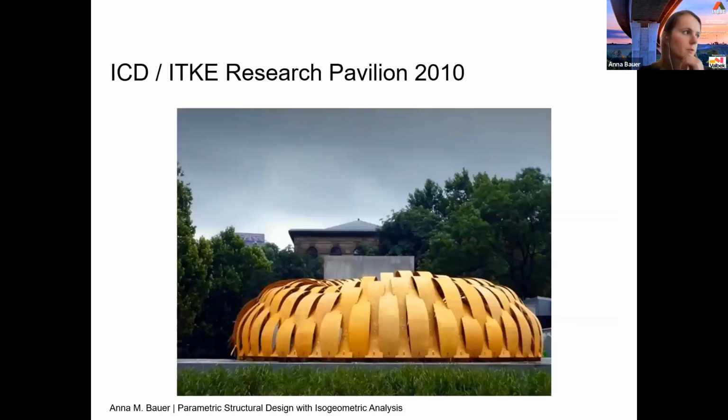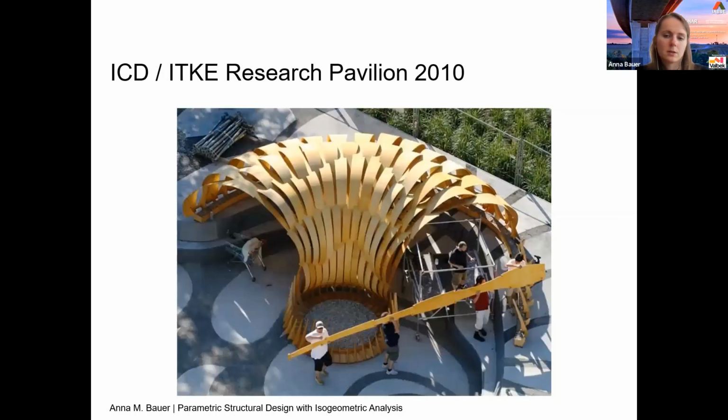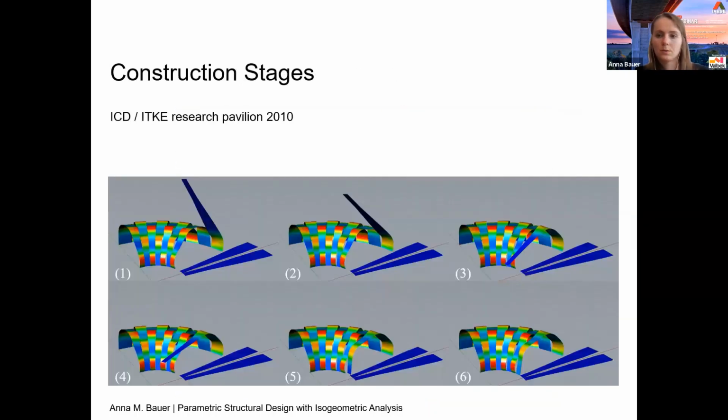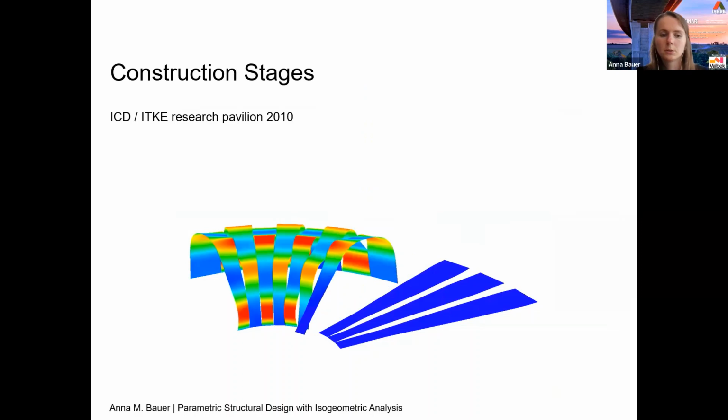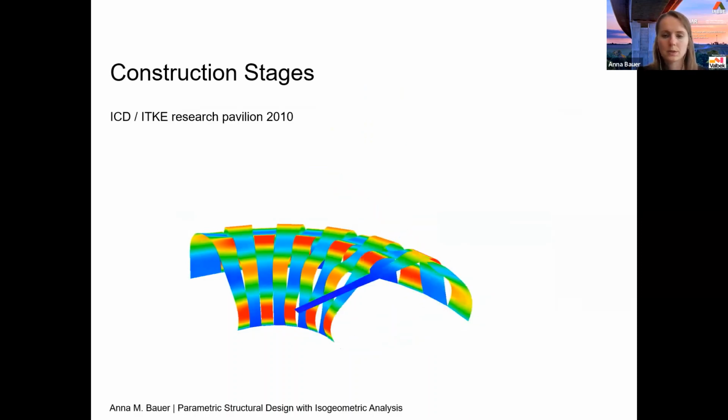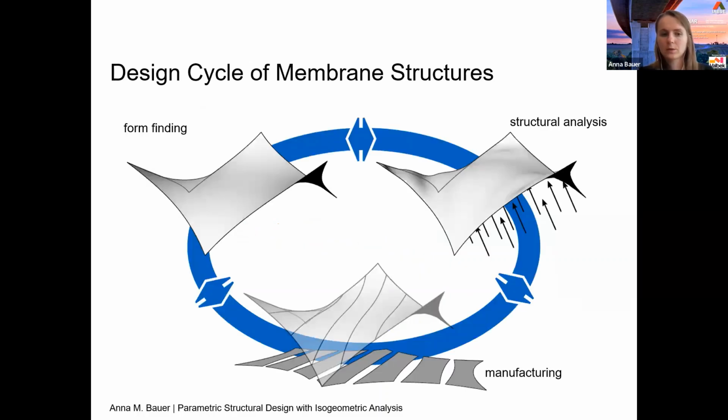So this could be used, for example, for the ITKE research pavilion, which was designed in 2010, where they had these initially straight lamellas that were then consecutively bent towards the existing structure. So during each step, the pavilion deforms a little bit. But this technique can also be used to connect different kinds of analysis. So, for example, it can be used in the design cycle of membrane structures. So we can connect form finding analysis, structural analysis, and also manufacturing analysis. So in this case, cutting pattern.